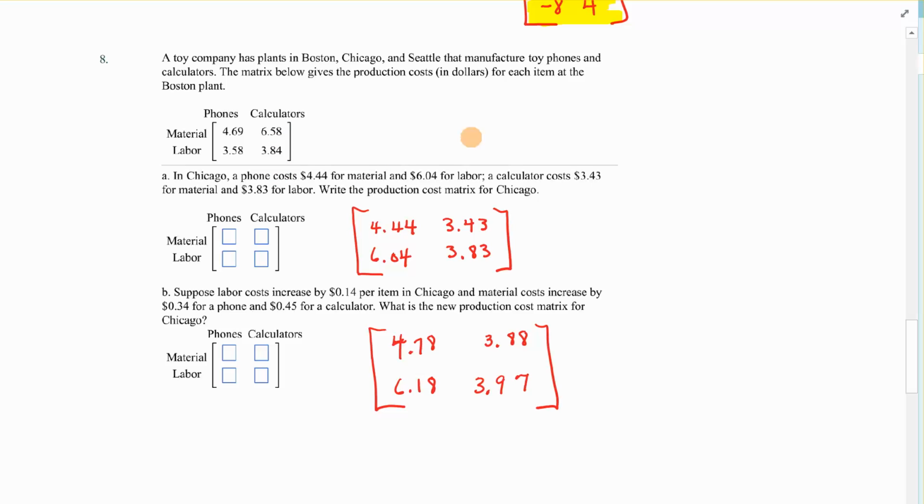Now, it says in Chicago, a phone costs $4.44 for material and $6.04 for labor, and $3.43 for material and $3.83 for labor for a calculator. So this is the production cost matrix for Chicago. So $4.44, $6.04, because that's material and labor, and then for the calculator, $3.43 and $3.83.